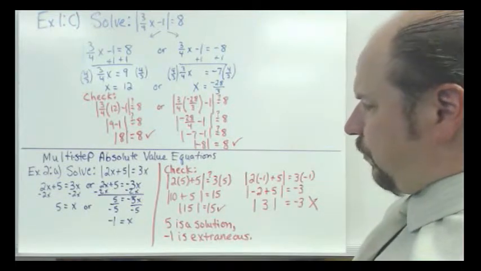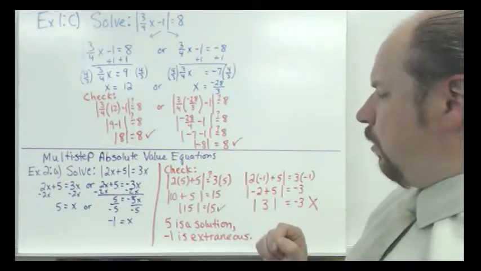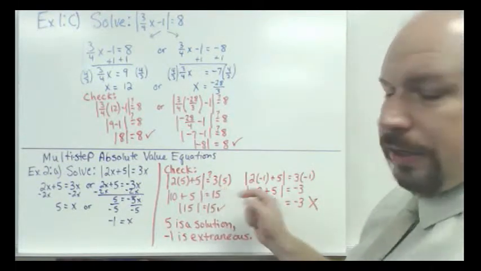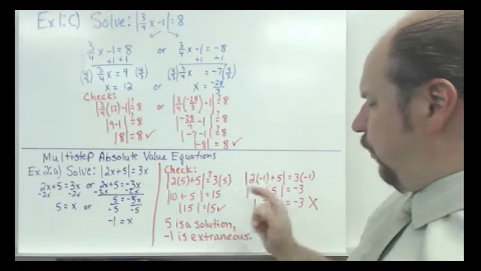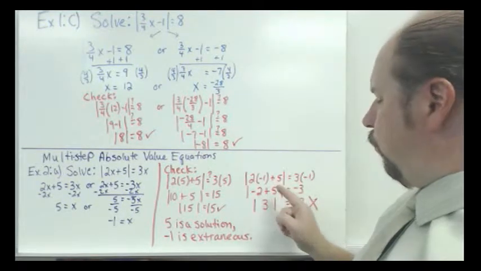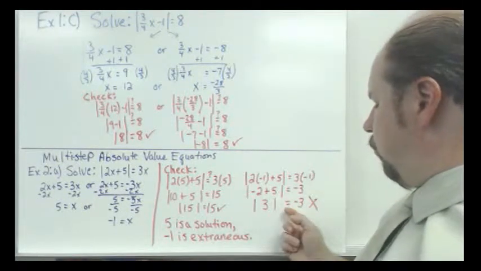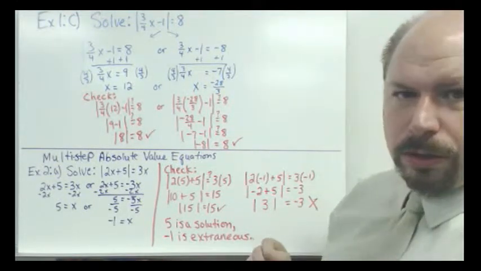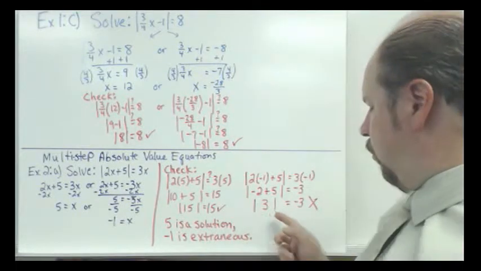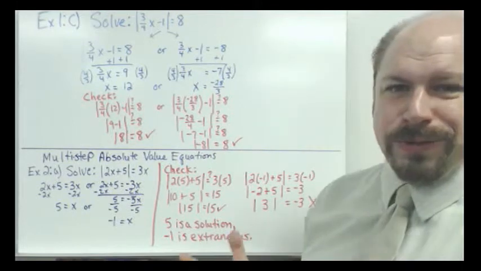And so here I have checked both of those solutions. When we put in 5, 2 times 5 is 10, plus 5 is 15, and that is equal to 3 times 5, which is 15. And on the other side, 2 times negative 1 is negative 2, plus 5 is 3, and 3 times negative 1 is also negative 3. Uh-oh, what happened there? We have absolute value of 3 is equal to negative 3. Well, that one doesn't work.